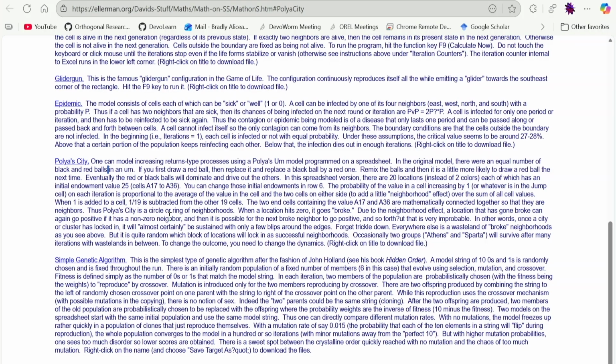So Polya's city is a circle or ring of neighborhoods. When a location hits 0, it goes broke. Due to the neighborhood effect, a location that has gone broke can again go positive if it has a non-zero neighbor, and then it is possible for the next broke neighbor to go positive, and so forth. Okay, so this is basically where you have these grids with sampling with replacement, and you get this structure across space, and he calls it Polya's city. Very interesting stuff.